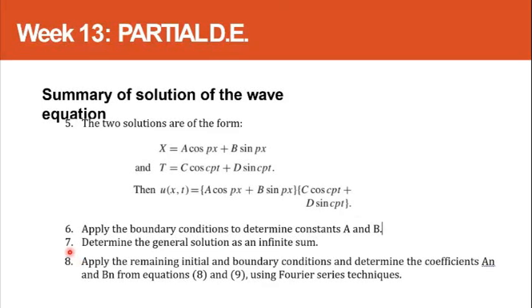And next for number 7 is to determine the general solution as an infinite sum. And after we determine the general solution, we apply the remaining initial and boundary conditions and determine the coefficients, which is our a sub n. So, correction, a sub n and also b sub n for equations 8 and 9 using the Fourier series. In the Fourier series, we showed that we have the integral and also the a sub n and b sub n, and also the application of the cosine and sine formulas included in our Fourier series.